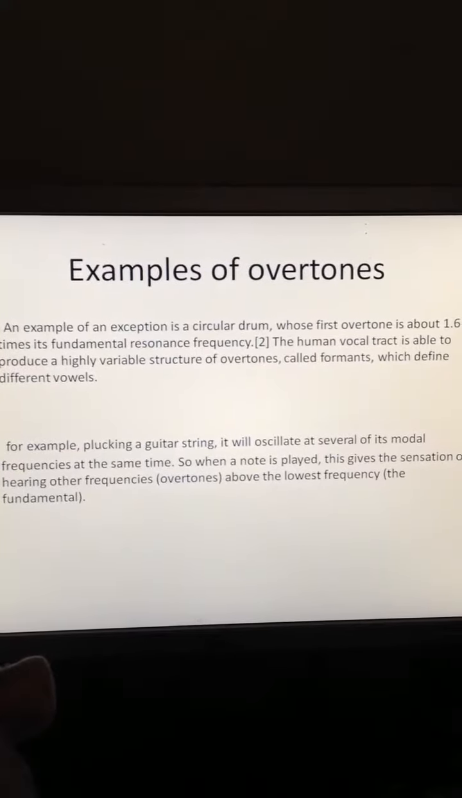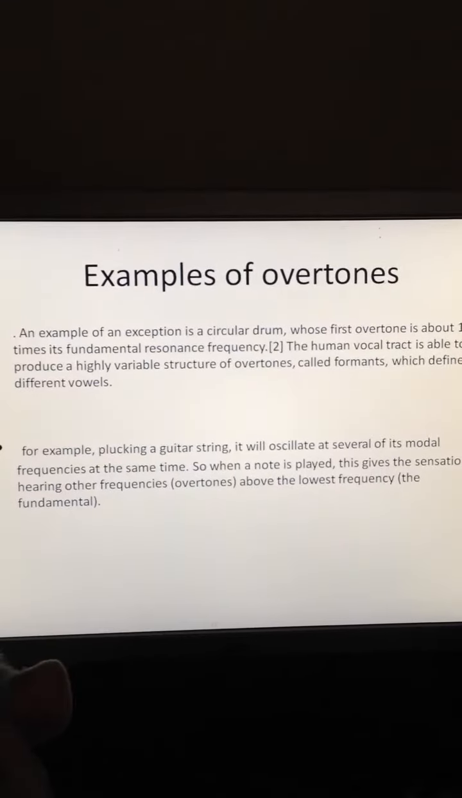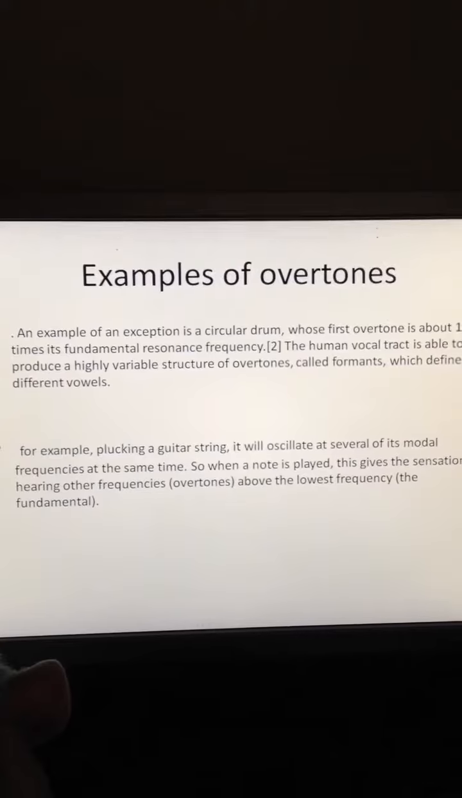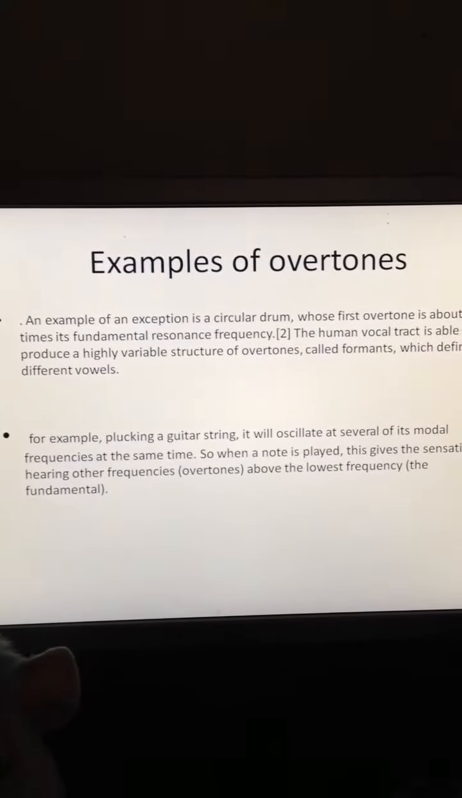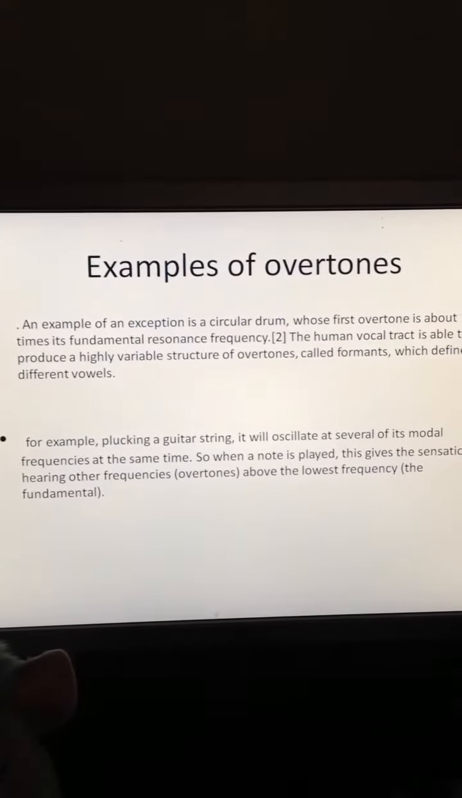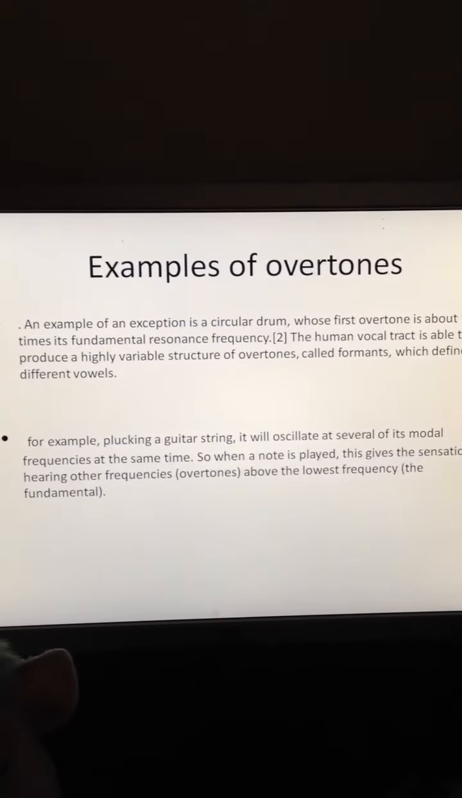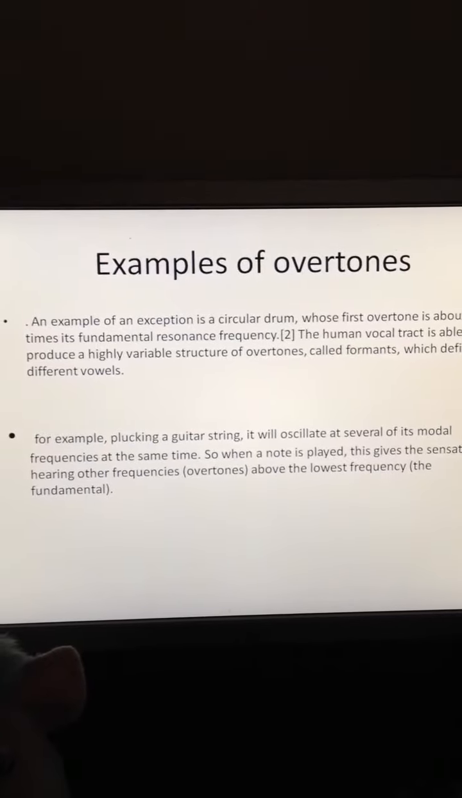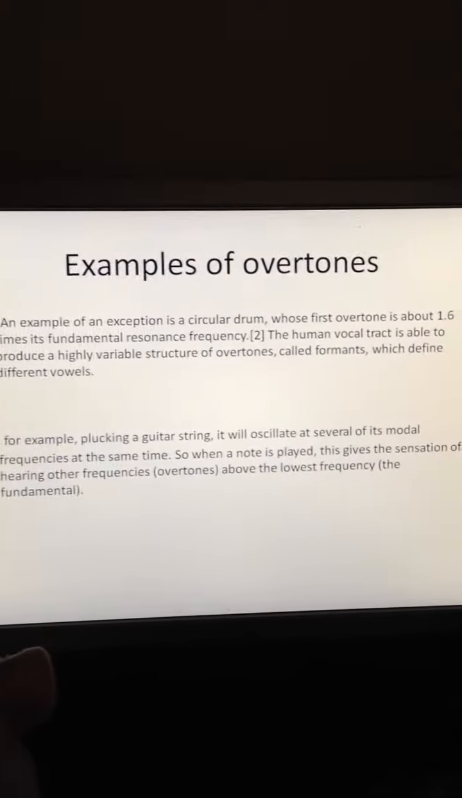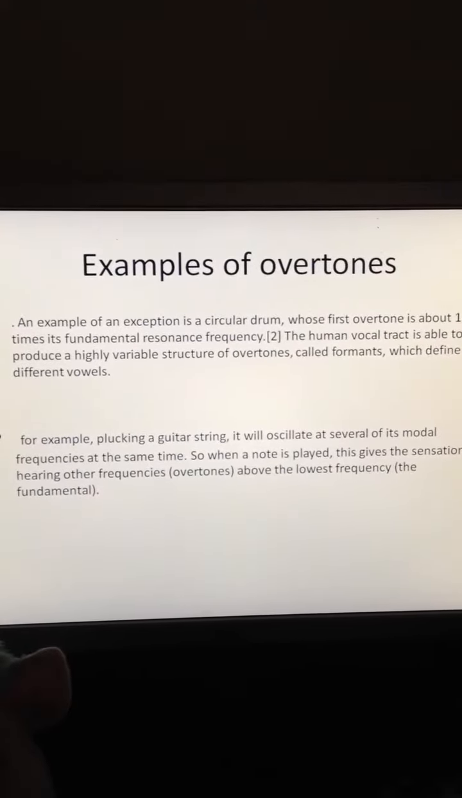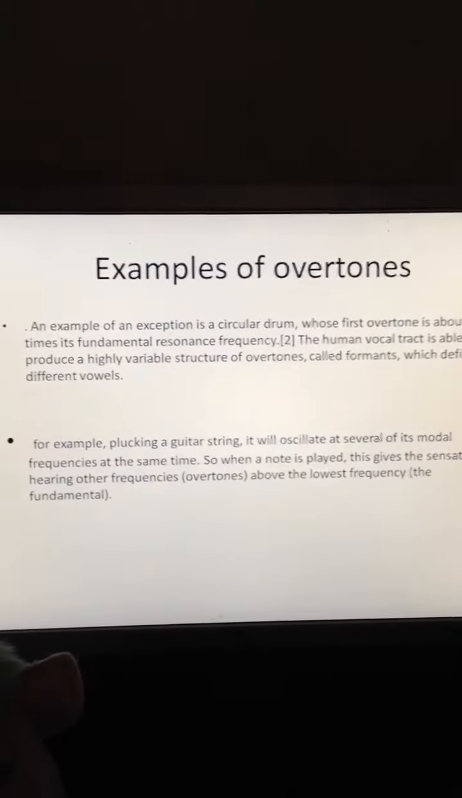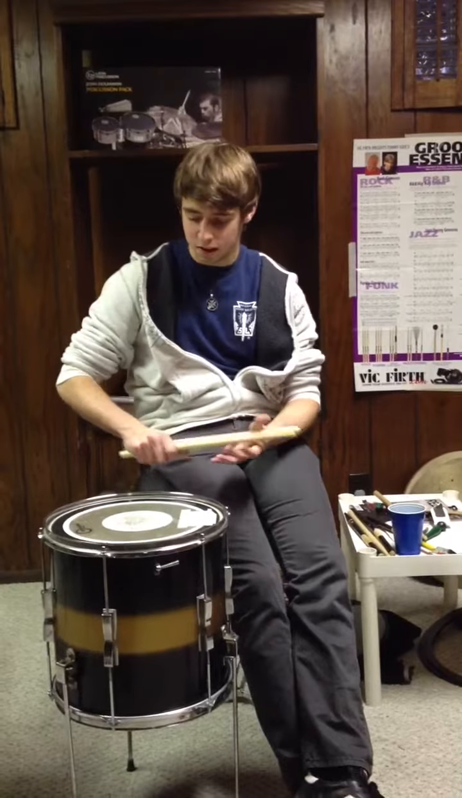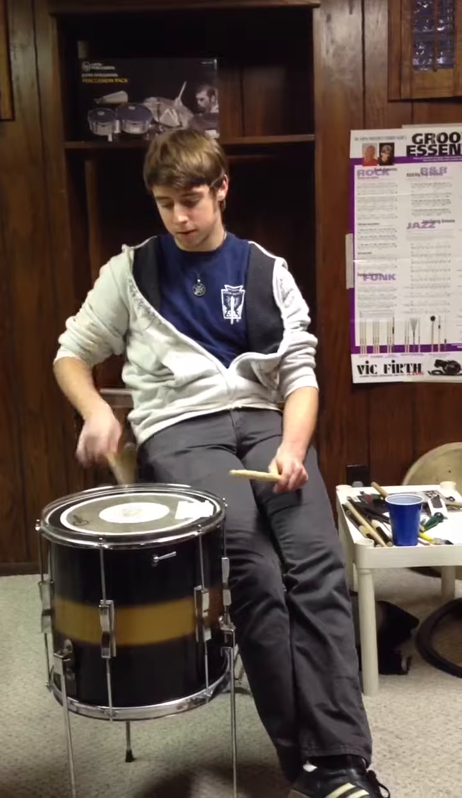The human vocal tract is able to produce a highly variable structure of overtones called formants, which define the different vowels. For example, plucking a guitar string, it will oscillate at several of its modal frequencies at the same time. So when a note is played, this gives a sensation of hearing other frequencies, overtones, above the lowest frequency, the fundamental.